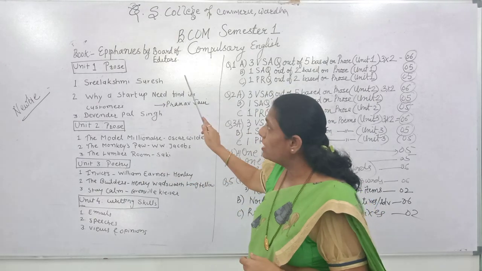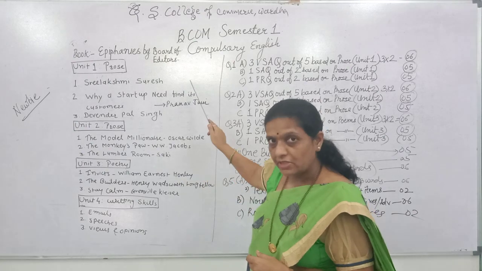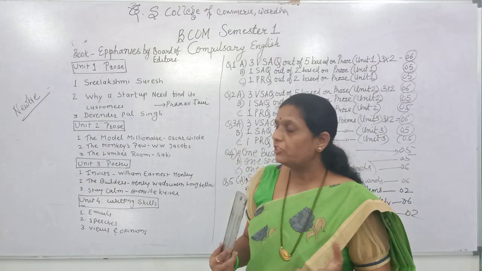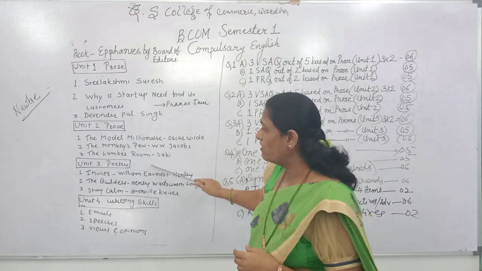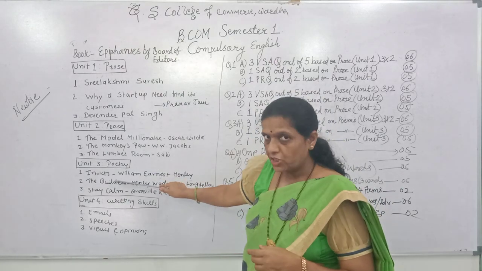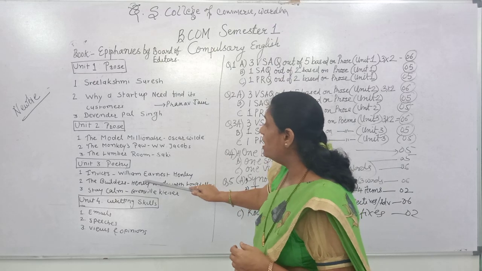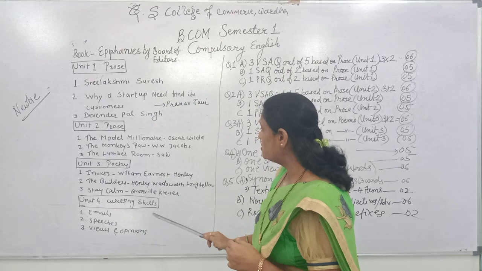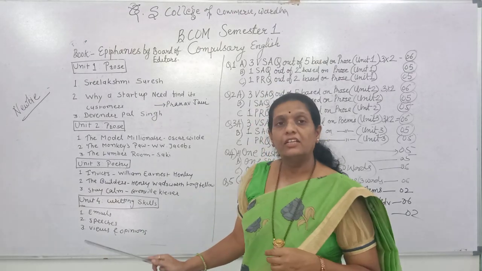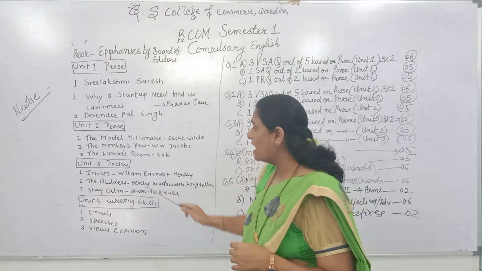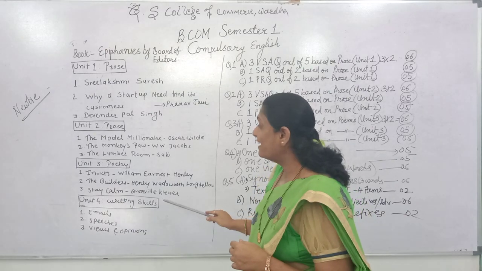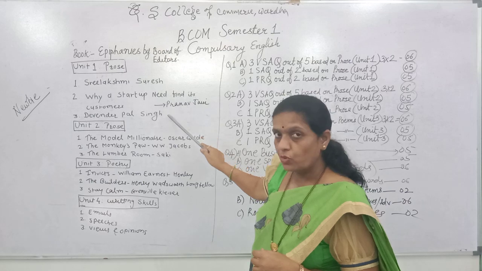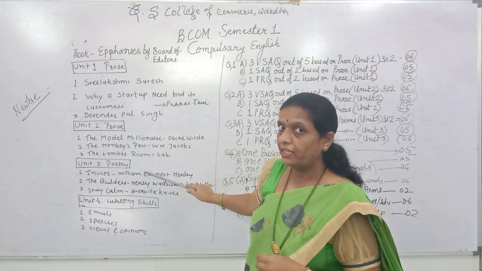Again I'll repeat, unit number 1 and unit number 2 are the prose section. These are short stories which you would love to listen to. Now unit number 3 is the poetry section. The first poem is Invictus, written by William Ernest Henley. The second poem is Builders, written by Longfellow, and the third poem is Stay Calm, written by Greenville Clayson.